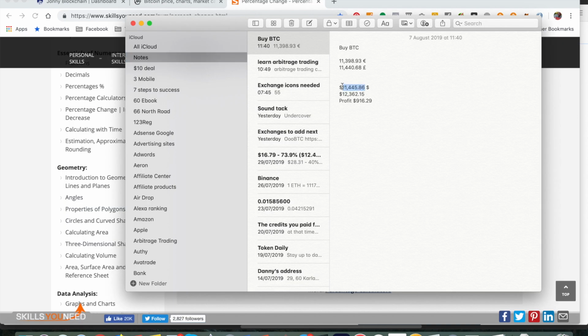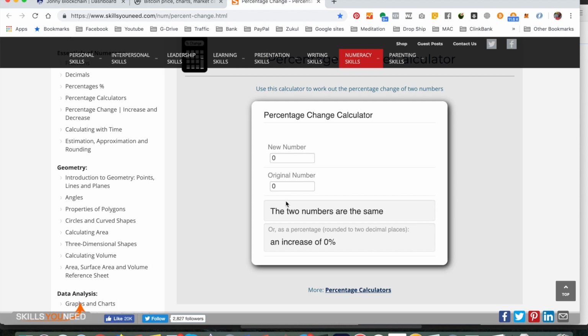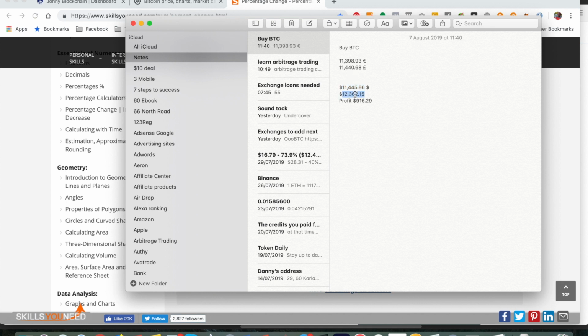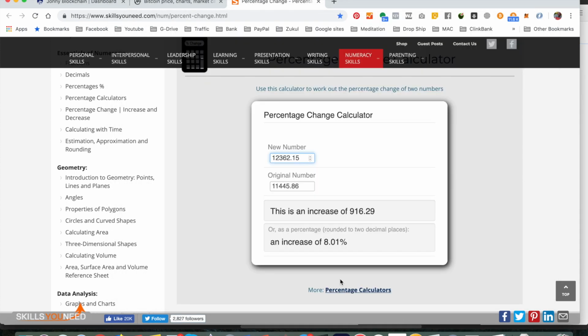So let's take the original number. I'm going to use my percentage calculator, and again, in the description, you're going to find a link to this. So let's get the second number, which was that one. So that's an increase of 8%. Now, Bitcoin is not the most profitable coin to be doing arbitrage trading with, because the profits are too low and the trading fees and the exchange fees and the blockchain fees can eat up your profit. So what you need to do is to find other cryptocurrencies that will give you a much higher profit.